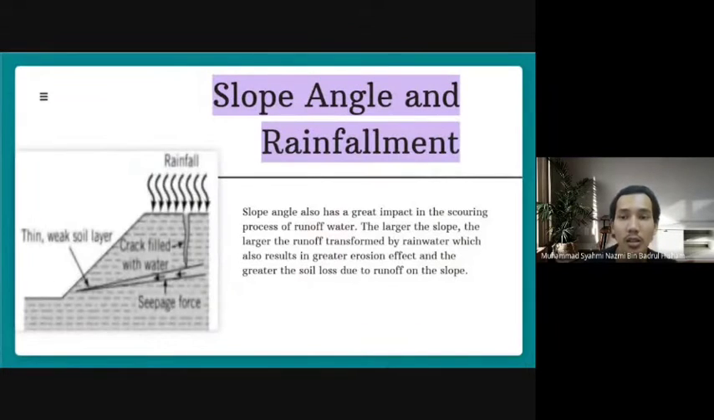Okay, next, slope angle and rainfall. Slope angle also has a great impact on the scouring process due to runoff water. The larger the slope, the larger the runoff generated by rainwater, which also results in greater erosion effect and the greater the soil loss due to runoff on the slope.